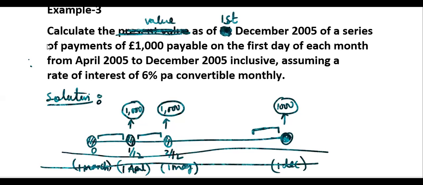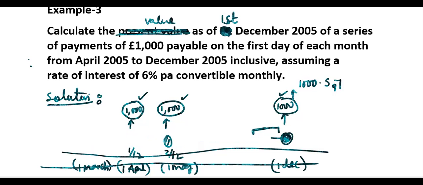How can you do it? You count the number of payments. You start from here, 1, 2, 3, 4, from April to December. April, May, June, July, August, September, October, November, December: 9 payments are there. And you are finding here, so it should be 1000 S9. Due will not come here. The payments are not due. How are the payments not due? Suppose you don't have a number line, nothing you have.